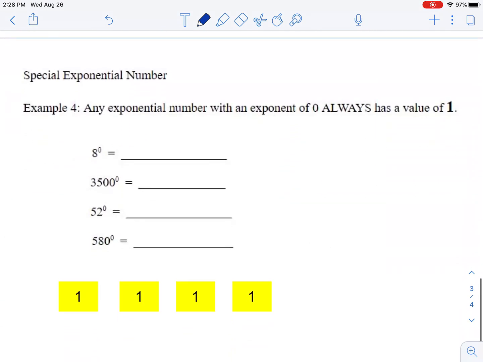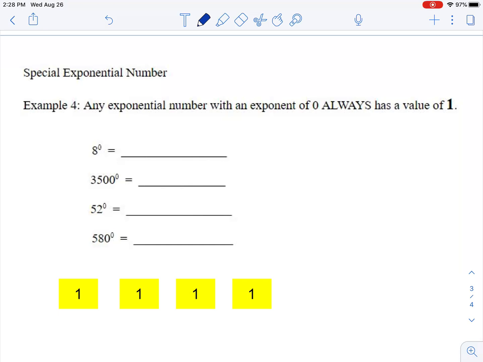And then I just threw this in here. You very, very rarely will see this, but anytime your base is a 0, you don't have to do any figuring. If your base is a 0, the answer is always 1. Always, always, always.